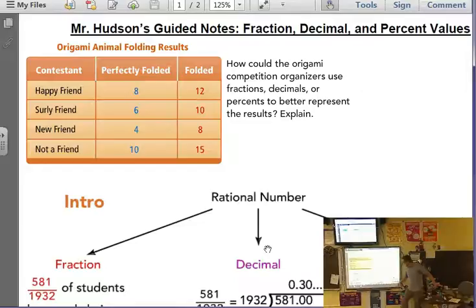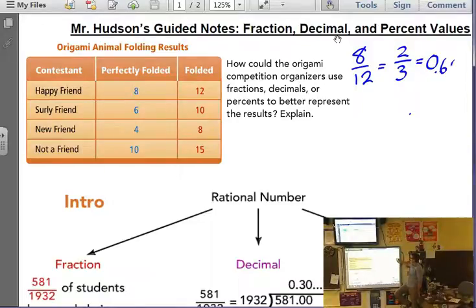We use percents. So my happy friend, I would do the 8 divided by the 12. Anyone know what that reduces to? What can they both divide by? Anthony? 4. So divide by 4 on top, I get 2. Divide by 4 on bottom, I get 3. 2/3, if you haven't memorized it yet, is 0.6 repeating, which, if we round to the nearest percent, we'll go 67%. He folded 67% accurately. Now, that would be 66.6 repeating forever, but sometimes we just round to the nearest percent.